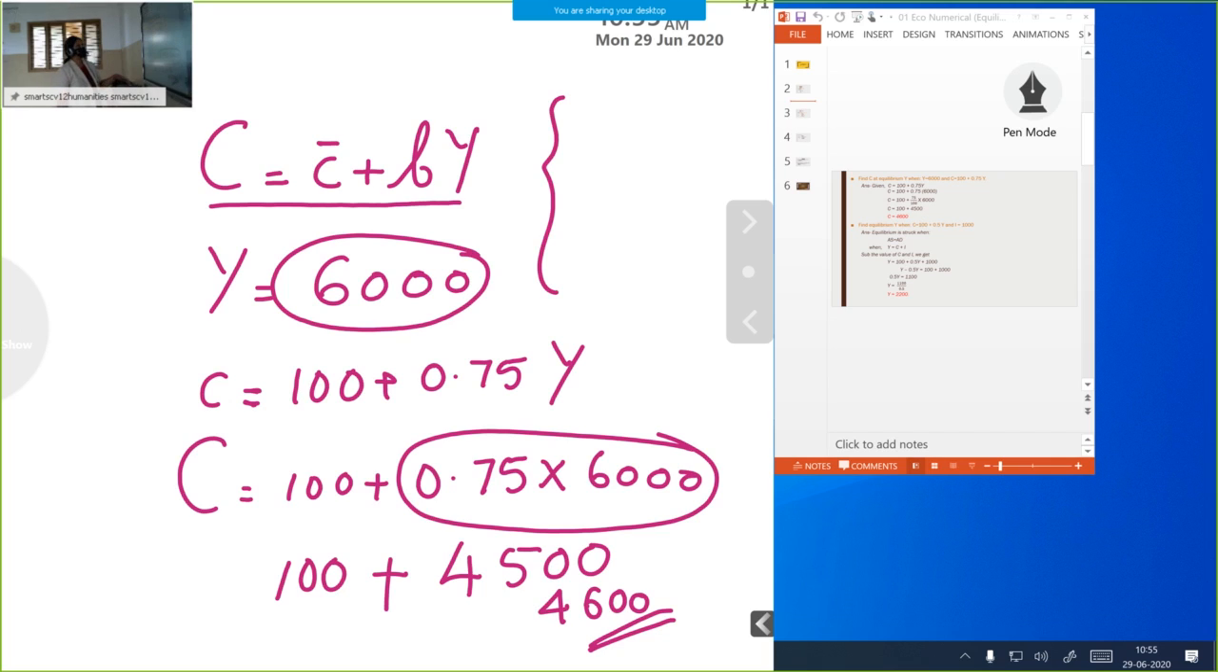Okay. So here we have to find out consumption at the equilibrium level of Y. That means we should know the consumption equation. Then we can substitute. Okay.